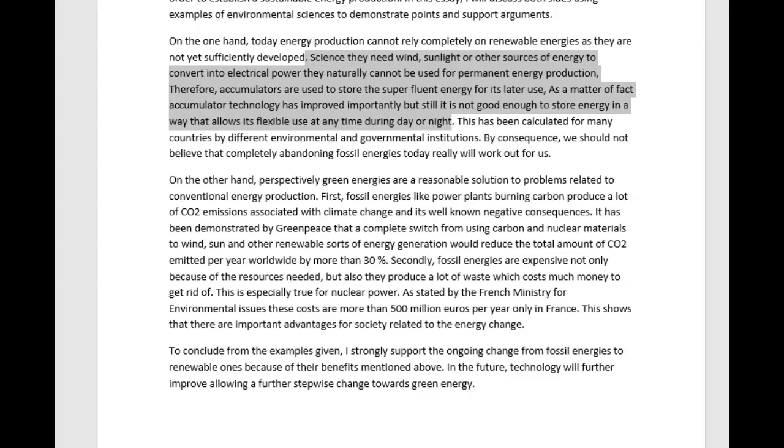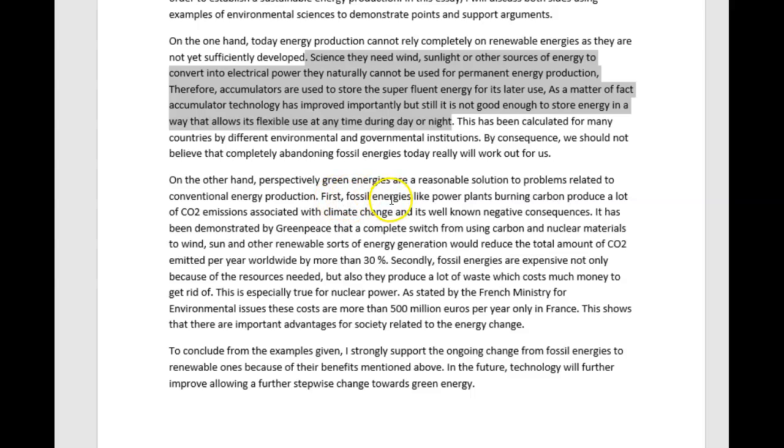"On the other hand, prospectively," that's the wrong word again. "On the other hand, something green energy is a reasonable solution to problems." You keep using plural, although I don't know why. We usually talk about this in the singular. "So green energy is a reasonable solution to problems related to conventional energy production. First, fossil energy," no, we call it fossil fuels.